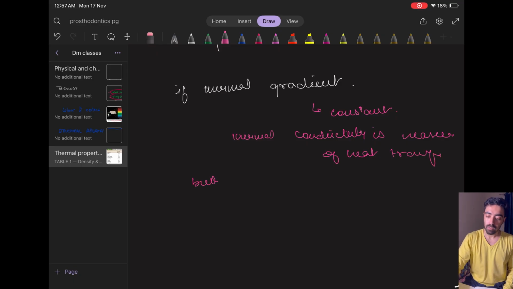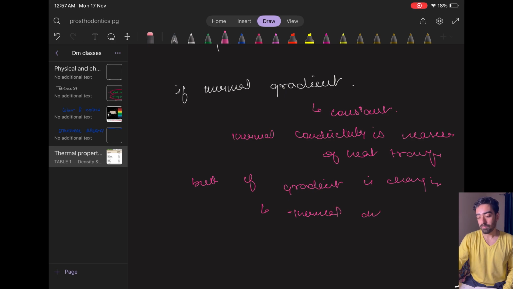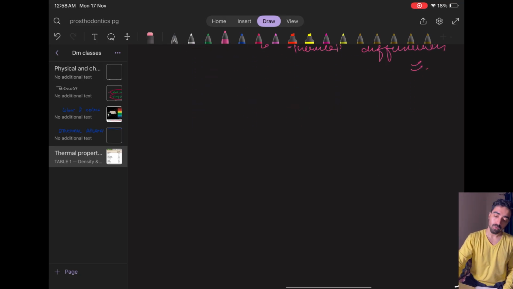But if this gradient is changing, then thermal diffusivity becomes a more important property. Okay. Now coming on to thermal diffusivity, let us discuss thermal diffusivity.